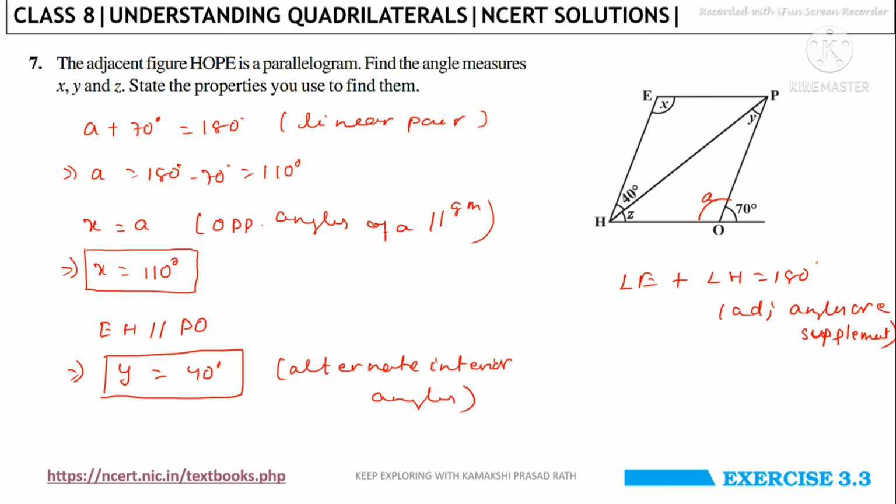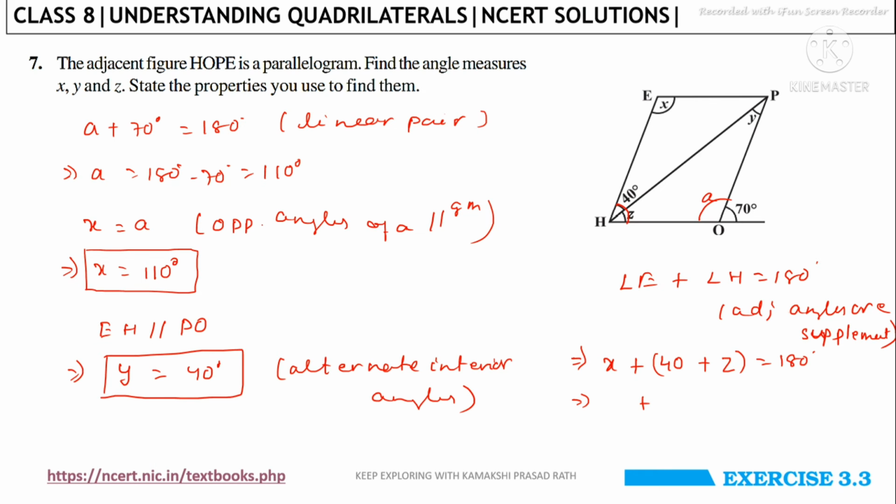Hence the condition choice is ours, which reason we are giving. So angle E and angle H are adjacent to each other. Angle E is nothing but X, and angle H is the combination of 40 and Z. So angle H is 40 plus Z equals 180. So we can say X plus... X is how much we have got already? We have got 110 degrees.